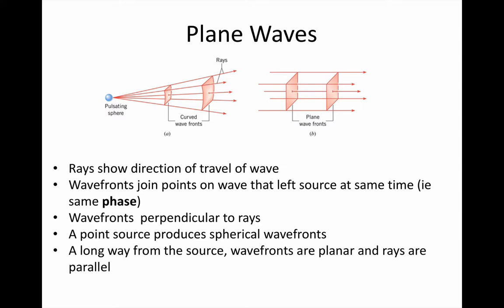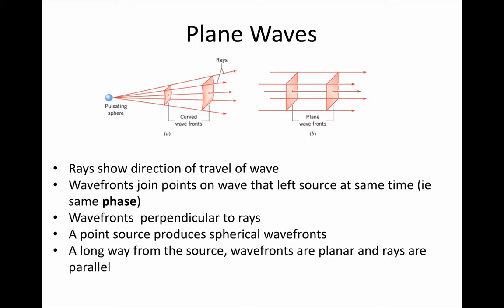Now we know that we can draw rays to show the direction of travel of a wave, and that wave fronts are lines or surfaces that join points of equal phase, which means points on the wave that left the source at the same time. The wave fronts are always perpendicular to the rays. So light from a point source, like you can see on the left, will have rays that radiate out from it and spherical wave fronts.